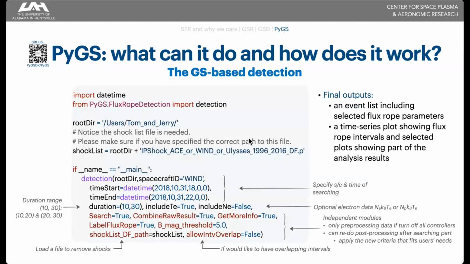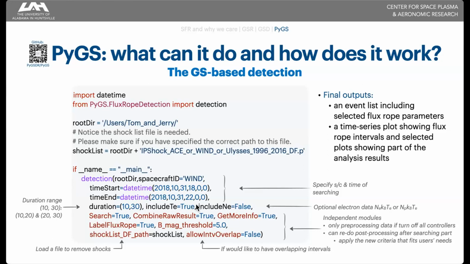Here is a coding example of the detection. The final outputs include an event list and time series plot. To run the detection, users need to specify the spacecraft ID, time range of searching, and duration window. I have the duration 10-30 as an example here. It actually runs two windows, 10-20 and 20-30, for flux rope detection, which means the upper limit for the flux rope candidates would be 30 minutes.